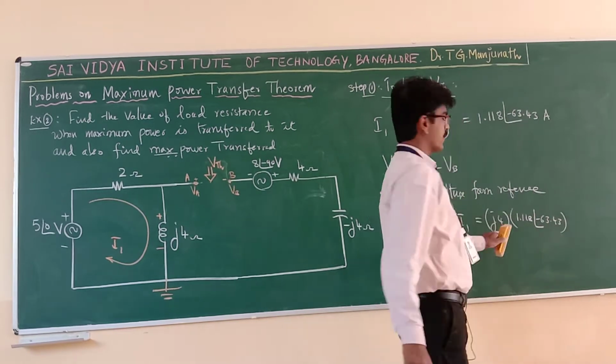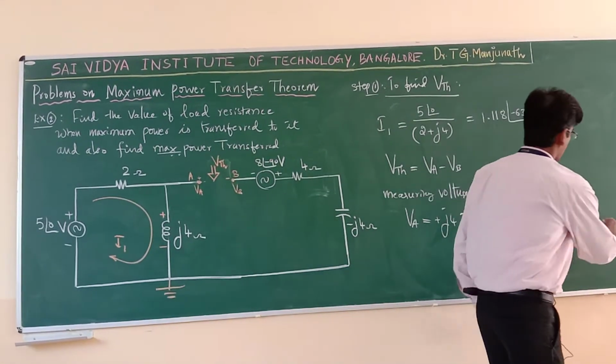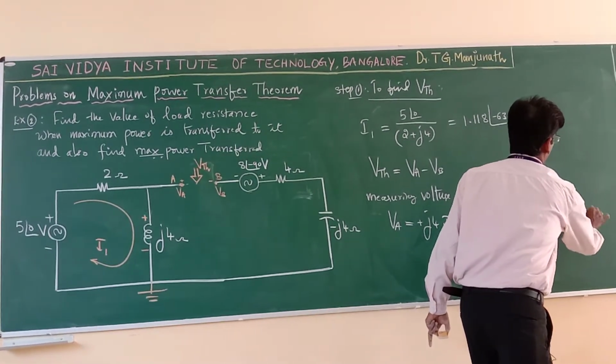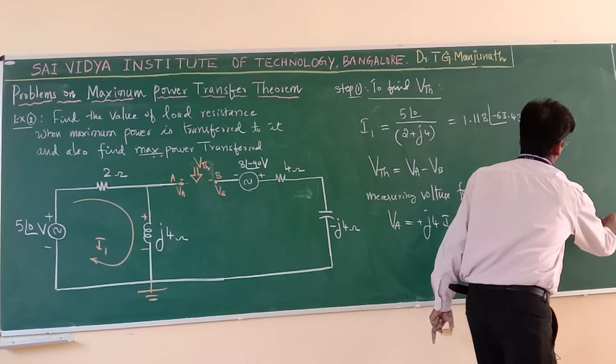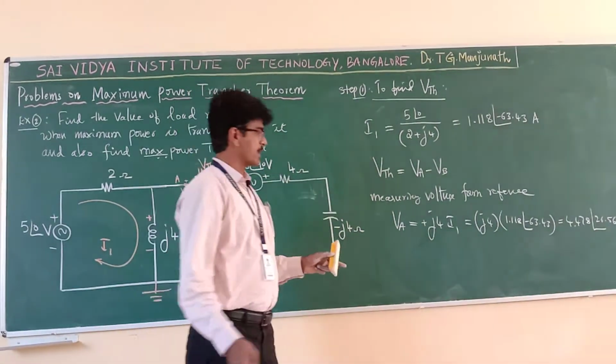Okay. So again, keep the calculator in complex mode, find the value of VA. You get VA is equal to 4.478 at an angle 26.56. We check the answer keeping the calculator in complex mode.